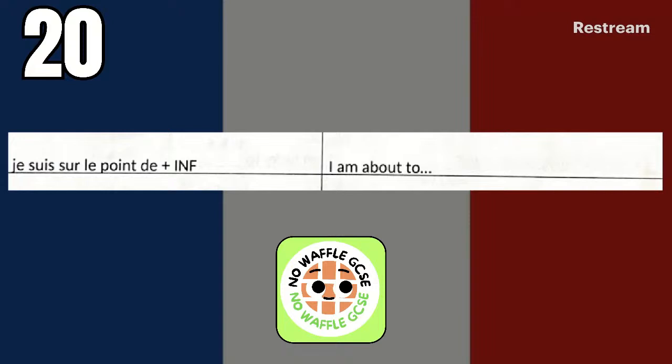Okay, number 20 is looking at Je suis sur le point de. So this is a nice lengthy phrase where you're saying I'm about to. And it's a good way of rearranging the present tense. Any way of having a unique structure to talking about something is really good.